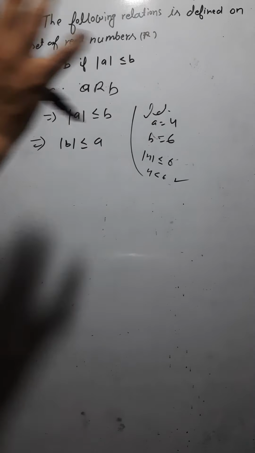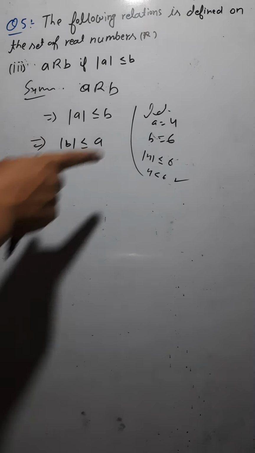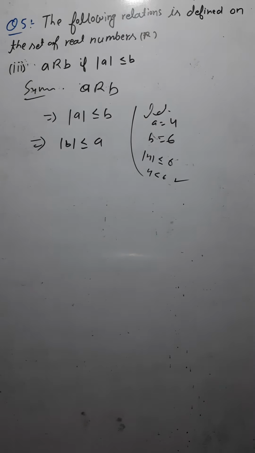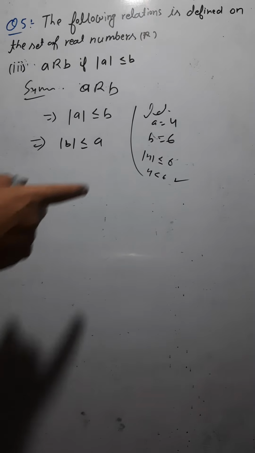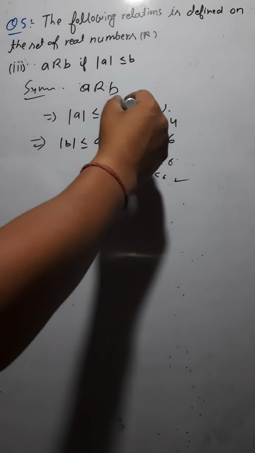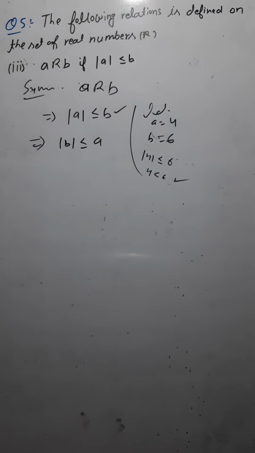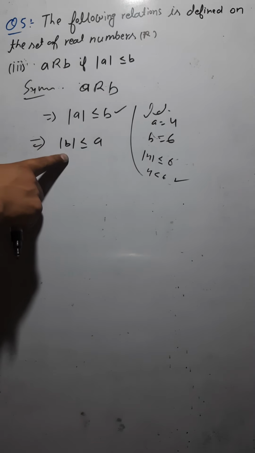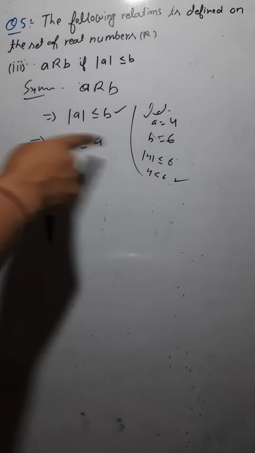But we have taken similar elements. We have not taken the similar elements here. 4 and 6, different elements we have taken. Now if you see, 4 is always less than 6. So this condition is being followed here. Now whether the other condition is being followed or not, just put the values now.